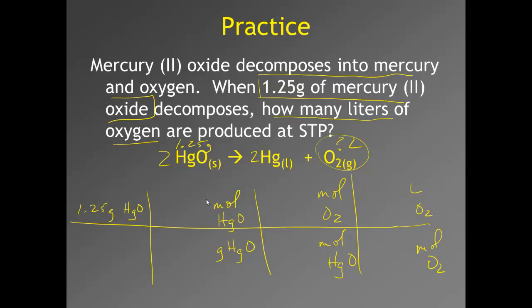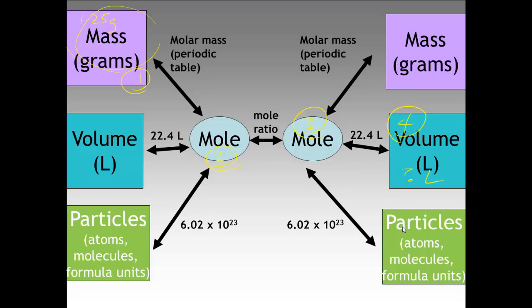So now I've got moles and grams. When I've got moles and grams, moles is a 1 and grams comes off the periodic table. So mercury is 200.59 and oxygen is 16.00. So that gives me a molar mass of 216.59. My mole ratio, moles on top of moles, comes from the equation. In front of oxygen, I have an invisible 1. In front of mercury 2 oxide, I have a 2. So that's what I put there. Now I've got moles on top of liters. In 1 mole, if you recall, back here, I have 22.4 liters.